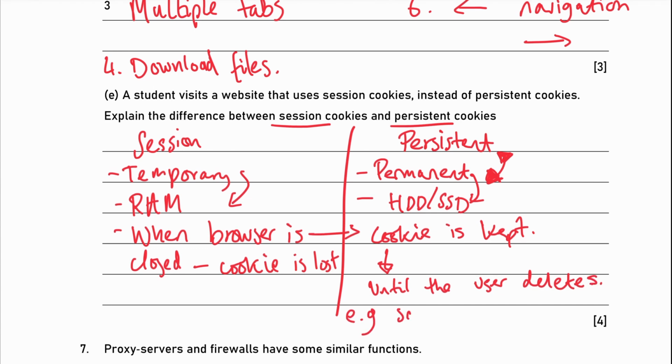They are the differences and some typical examples of the two types. Persistent might be a saved password. So when you go to a website and your password's saved, this is saved permanently. A session cookie might be a basket for an online shop. So two typical examples of the two types there. And again, should be a simple 4 marks available.